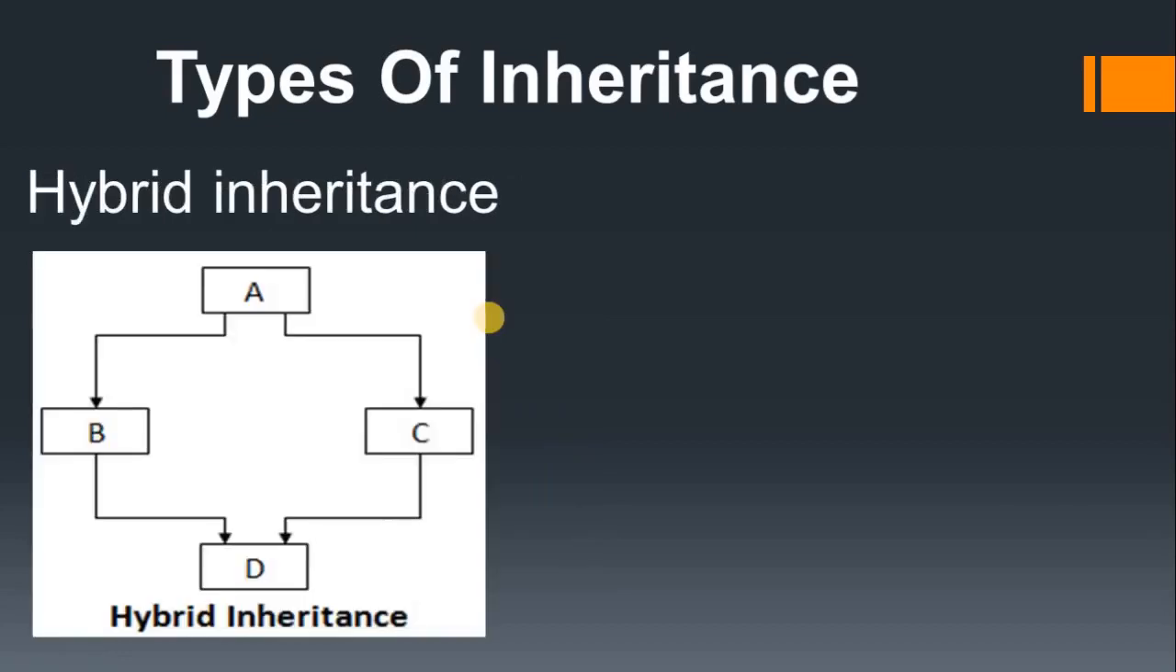In hybrid inheritance we use more than one type of inheritance, keep that in mind. Here there is one base class providing data to two derived classes, then these two derived classes become base for D. So here B, C and D are just like multiple inheritance. You can say it's a combination of more than one inheritance.